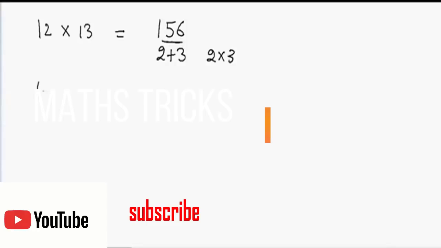Again, if I have 13 and want to multiply by 15, then in that case it will be equal to 3 plus 5, that is 8. So we'll write an 8 here, and 3 into 5, which is 15. So I have 5, 1 and 1, so that will give me 195.